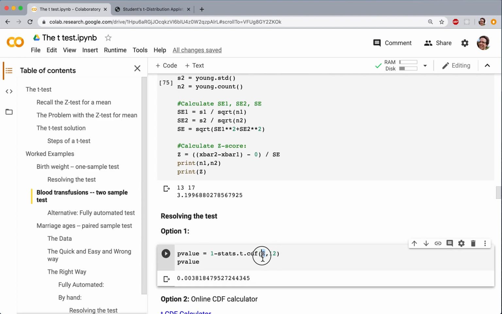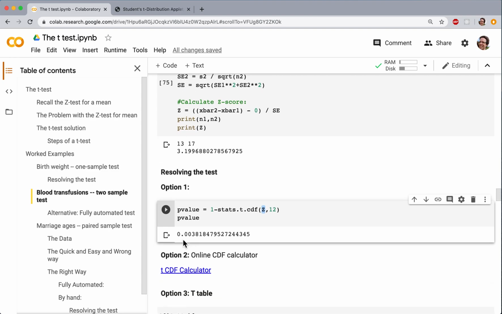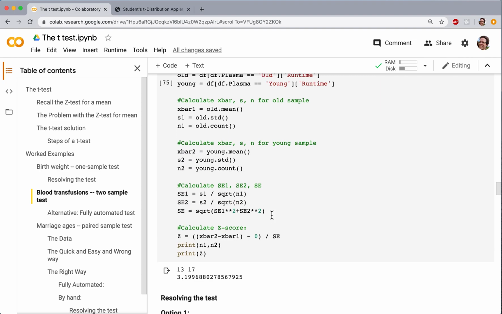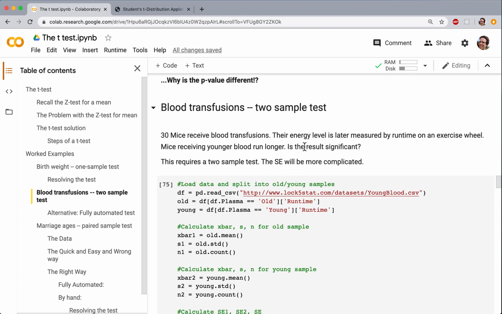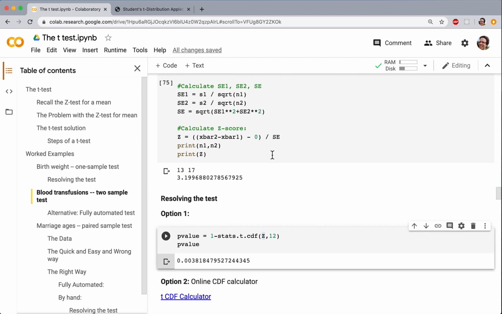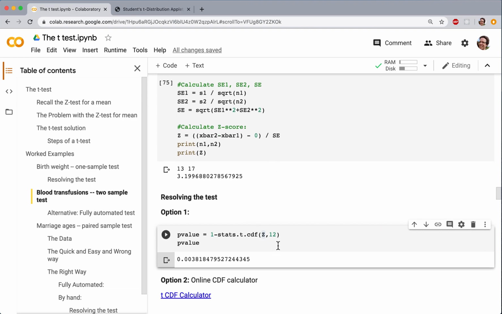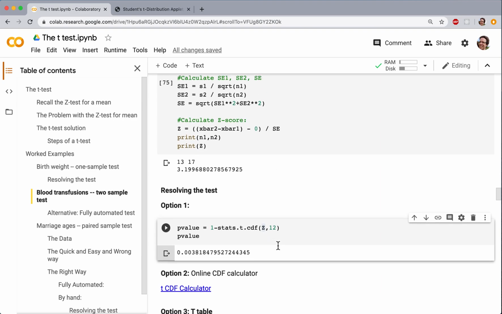Now I'm plugging in the test statistic from above, which is 3.2. And I'm subtracting from 1 because I want the right tail, not the left tail. And we get a p-value of 0.0038, which is great, right? And we know what to do with a p-value that small. We reject the null hypothesis because it's less than alpha. And what does that mean? The null hypothesis was that these two groups were going to have equal exercise measures. And this means that the mice receiving the young blood are exercising more.